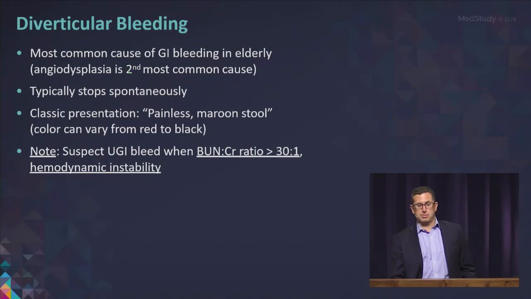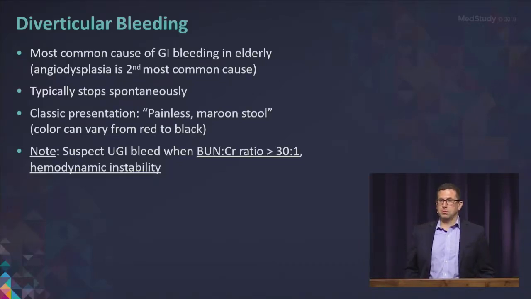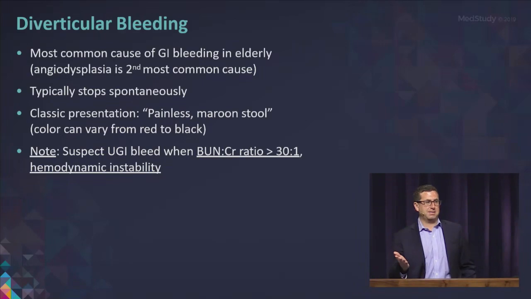Diverticular bleeding is actually the most common cause of GI bleeding in the elderly, and it typically stops spontaneously. And the classic presentation is painless maroon stool. Please note, though, that sometimes this could be confused with an upper GI bleed. So if the patient's unstable or the BUN creatinine ratio is greater than 30:1, if you see this on a test, you would want to make sure that there's not an upper GI bleed present.